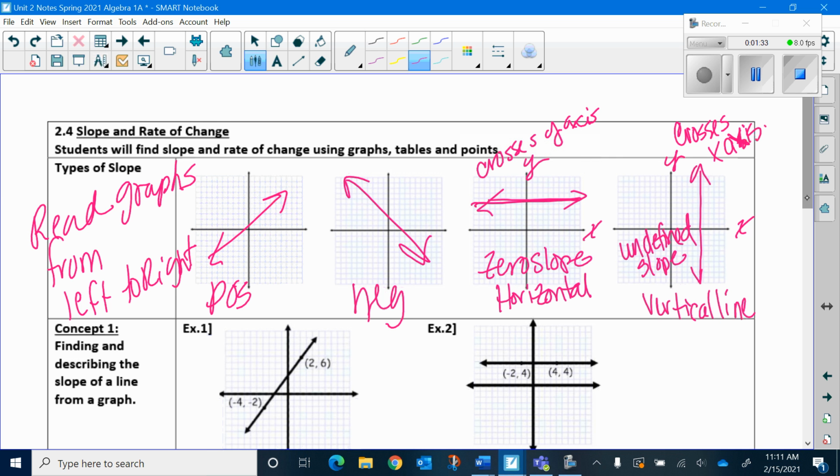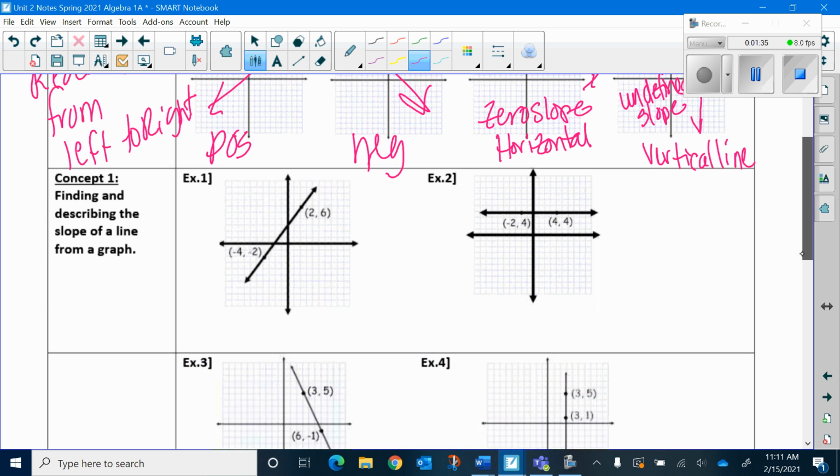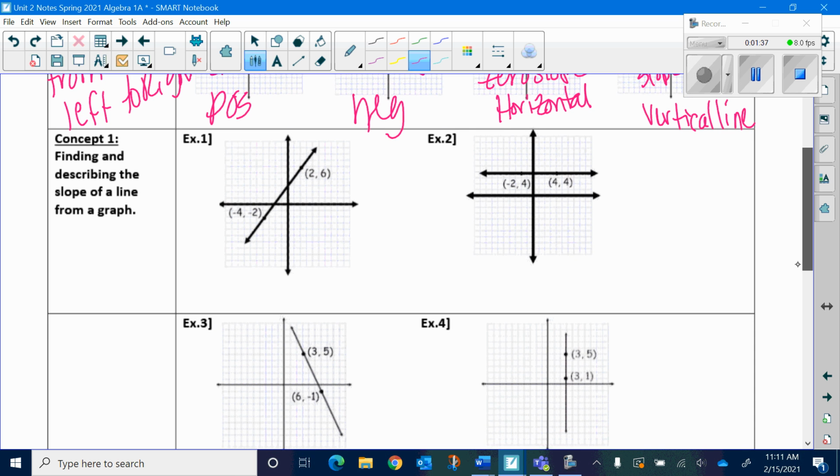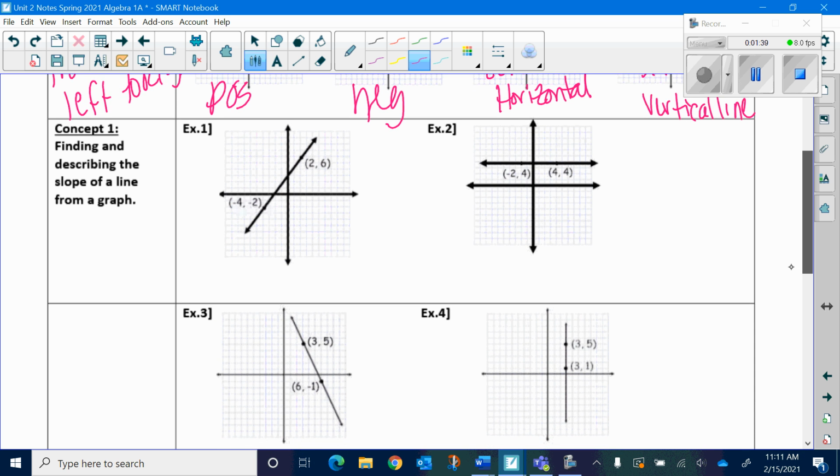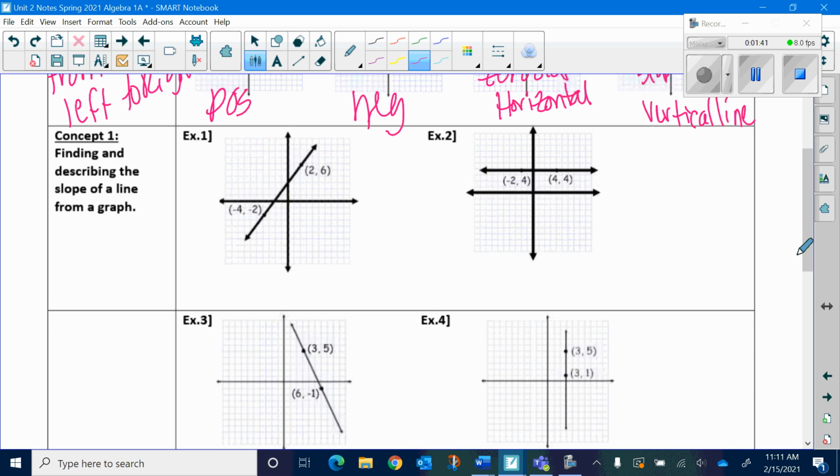So as we look through the next few here, just identifying slope and talking about slope, find and describe the slope of the line from the graph. So this one, you can do it a couple different ways. We can either do the rise over run with the right triangle. So I could go from here up and over and identify how many I went up and then how many I went over.